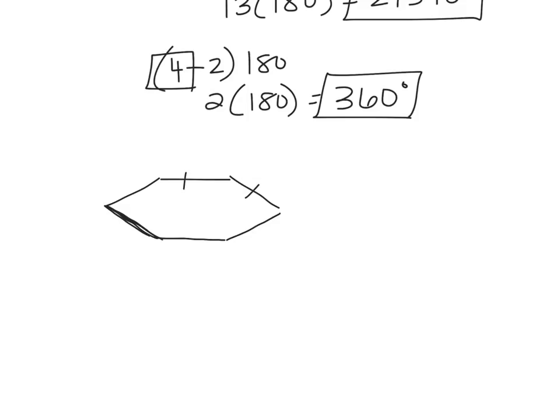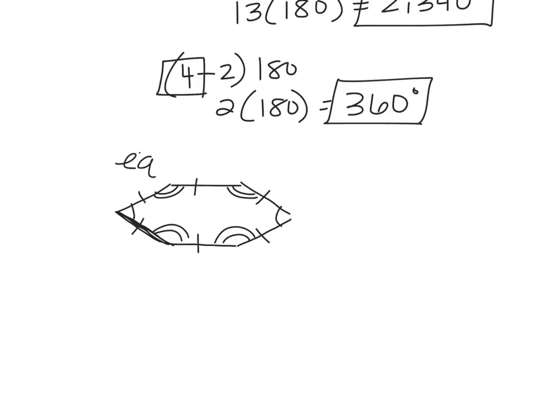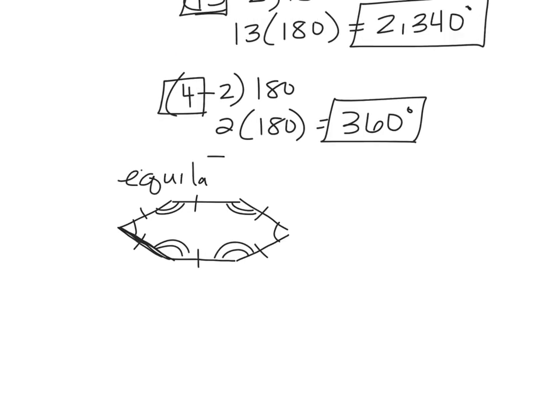Okay, so let's say all of these are the same length, right? Are all those angles the same measure? No, it looks like these two are probably the same, and then all of these are probably the same, but not all of them are the same. So we would call this equilateral, because all of your sides are the same, but not necessarily all your angles, okay?